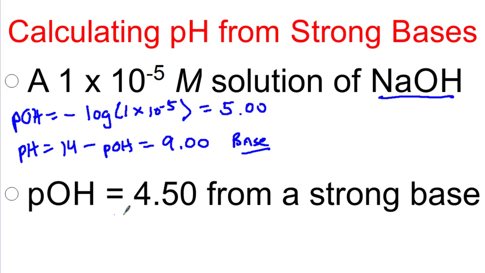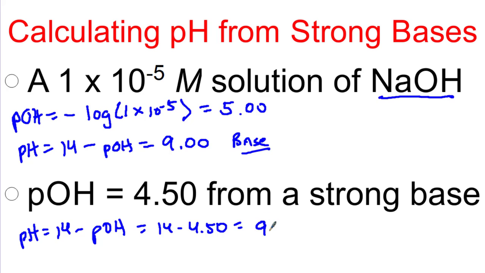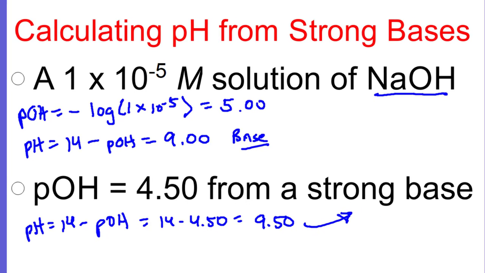Here, the next problem, I have a pOH of 4.50 of a strong base. I already have the pOH. What do I know about the pH? The pH equals 14 minus the pOH, because pH plus pOH equals 14, which means I do 14 minus 4.50, and I end up getting a pH of 9.50, which tells me I have a strong base.